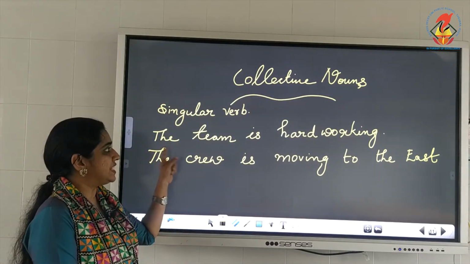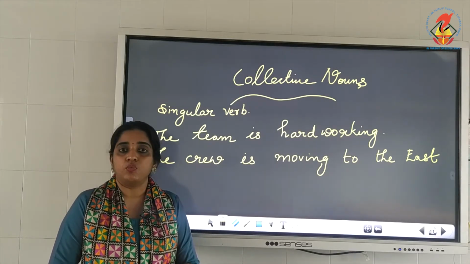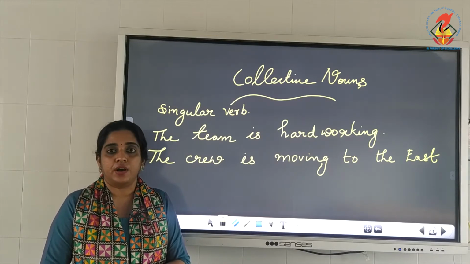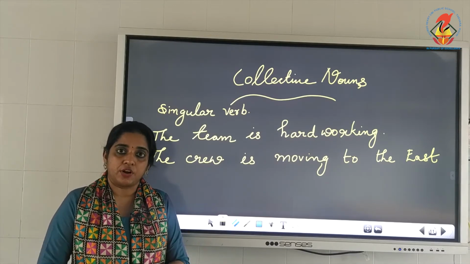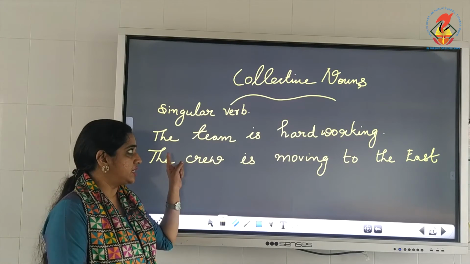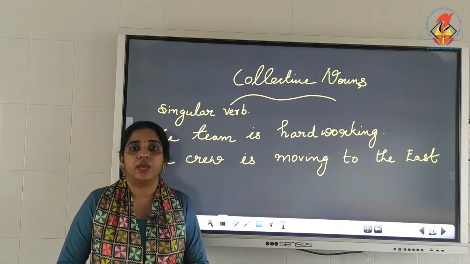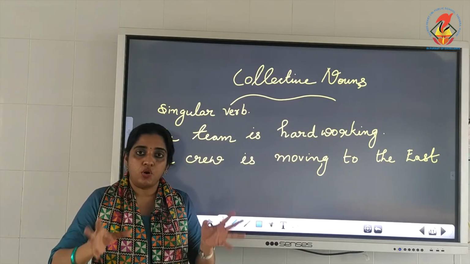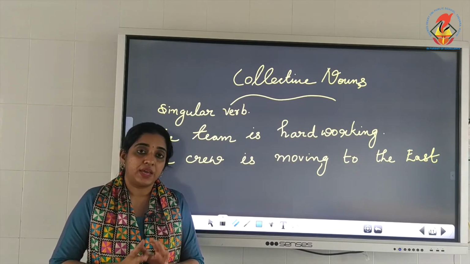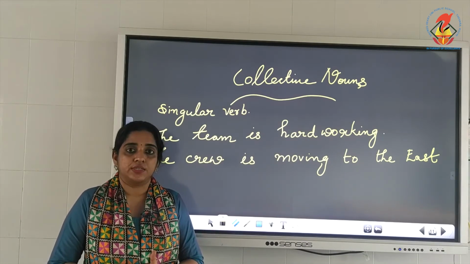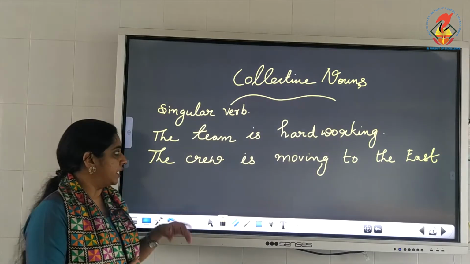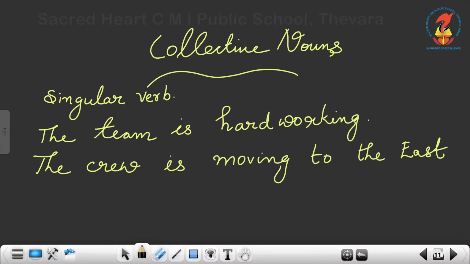Here you see the team. The team means it's not one person, is it? The team is a collective noun. The team means it consists of lot of players. So here the team is hard working. That means the whole members. So you speak it as a singular subject. It's a single unit. Then the crew is moving to the east.